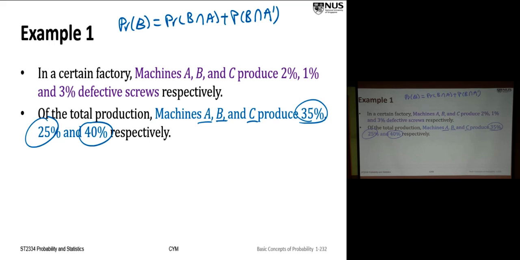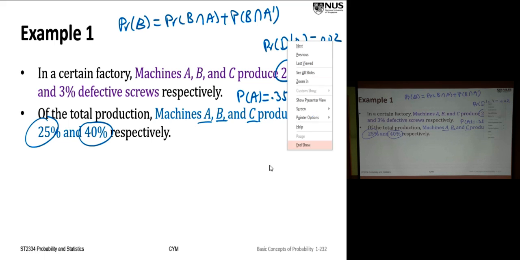There may be another way to get the screw, either machine D or the company just buys from someone else. All right? So make sure that these 3 numbers, these 3 probabilities, add up to 1. So you can consider probability of A equal to 0.35 and so on. So this means that the probability of a defective screw, given it is from machine A, is 0.02.